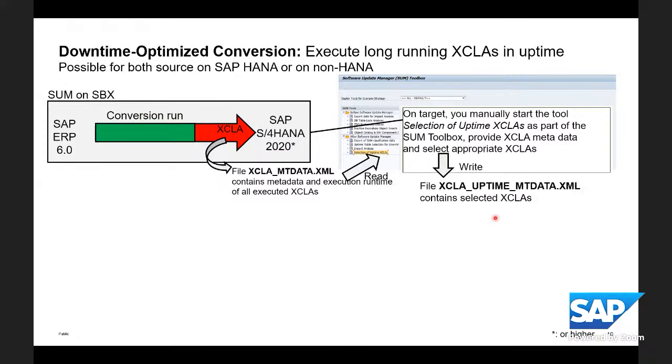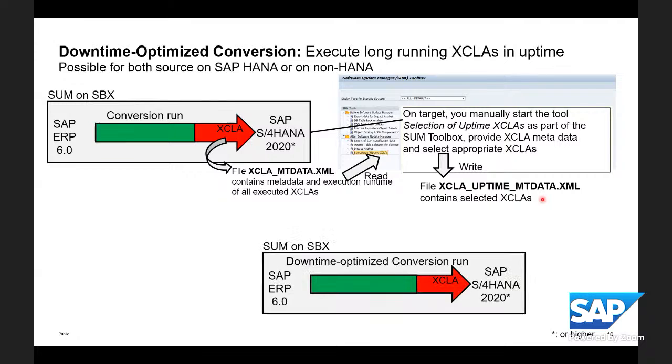And hopefully my internet connection is stable. And with this tool, you write a file, and this file will be provided to the next run. So then you do a downtime optimized conversion run where you provide this metadata file that includes the selected XCLAs. And if you provide this to the software update manager, you simply put it to the download basket, and then the software update manager does know which XCLAs to move to uptime processing.